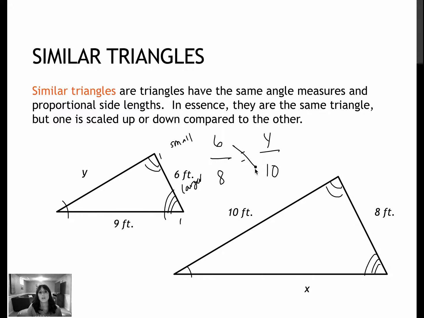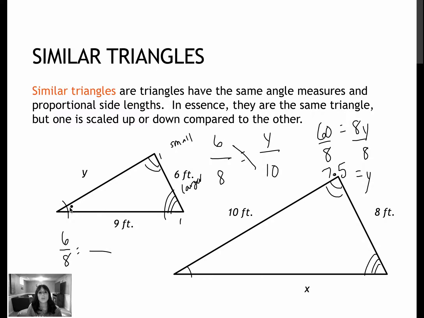Now to solve, I would cross multiply. So 60 equals 8y. Then I would divide by 8 on each side, and I would end up with 7.5 equals y.